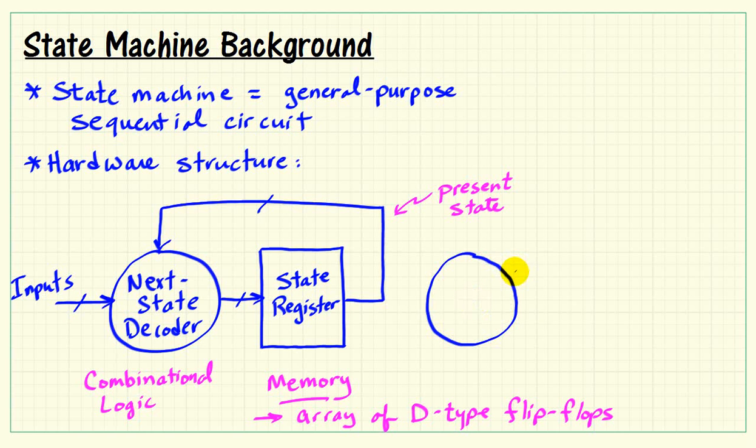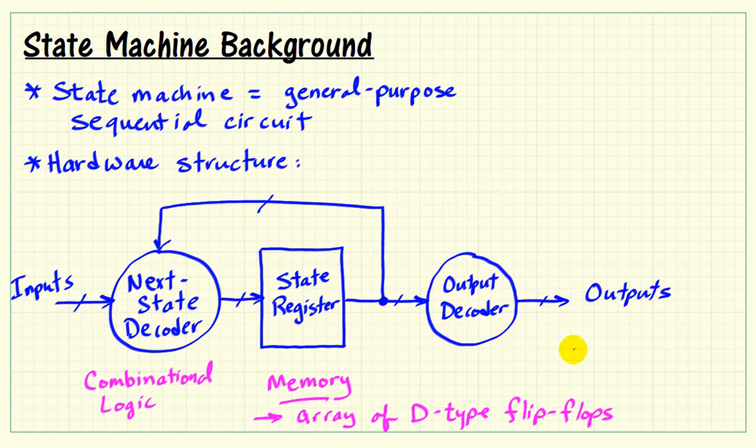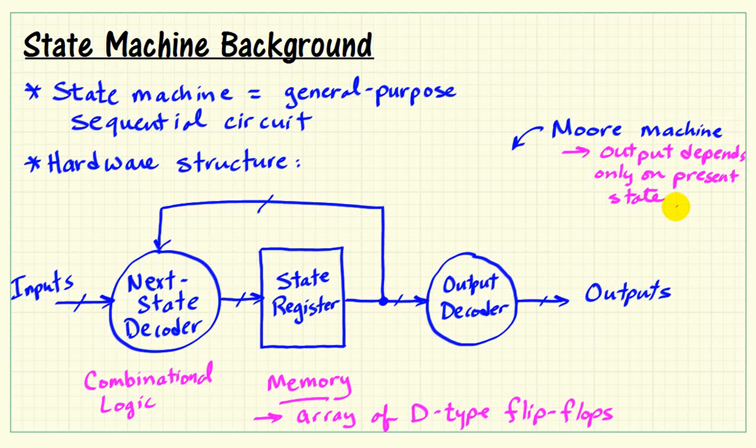We have the third element, which is also combinational logic, and this is called the output decoder. This accepts the state that's stored in the state register and determines which, if any, outputs to activate. So we can have multiple active outputs, one at a time, or none, depending on the needs of the state machine. This structure is referred to as a Moore machine. This is characterized by the outputs depending only on the present state.